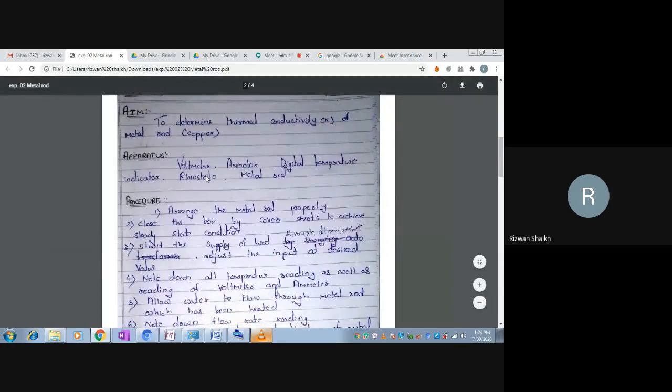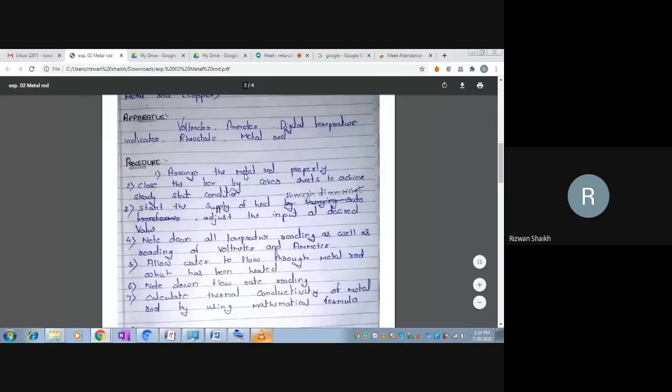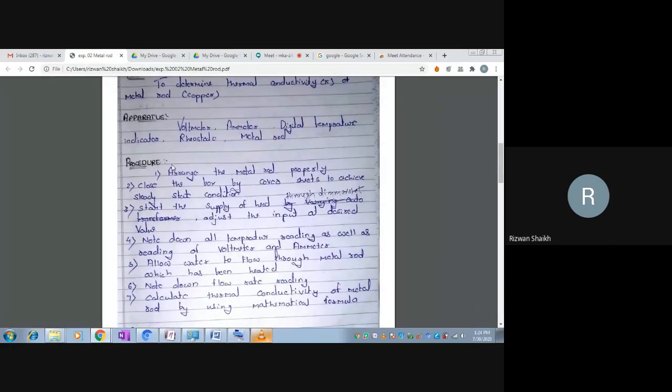Before proceeding, we're going to see the other part. Now, you can try to write in the same manner. Aim. Apparatus used here: voltmeter, ammeter, digital temperature indicator, thermostat, and metal rod. Okay. And water cooling jacket and jar and all that you can add. And the procedure, you can write down in your own way. He had not written it in a proper manner, but you can write in your own way.